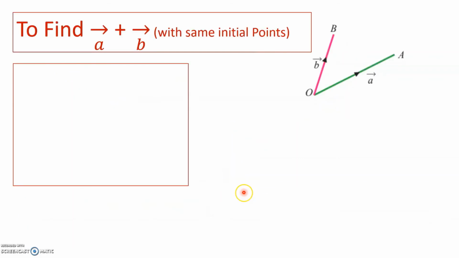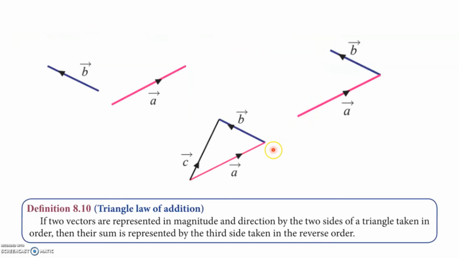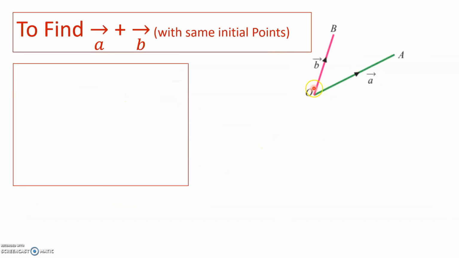Now let's go to the parallelogram law. The parallelogram law is applied when you have two vectors which have the same initial point. In the previous case, they didn't have the same initial point. But if they have the same initial point, and you have vector A and vector B, then the sum of these two vectors can be represented as a parallelogram. Let me explain how.